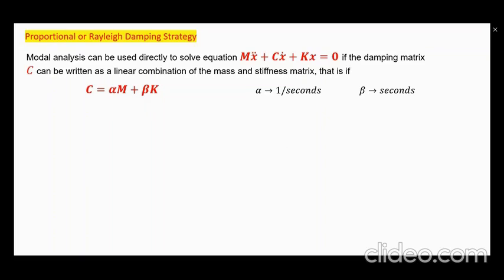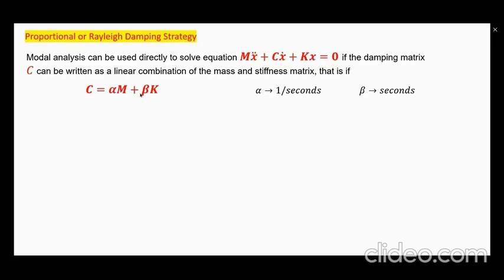One way of guaranteeing that this matrix C can be diagonalized with the same transformation is to pretend C is a multiple of the mass matrix plus a multiple of the stiffness matrix. This is called structural damping or Rayleigh damping. Our textbook calls it proportional or Rayleigh damping.